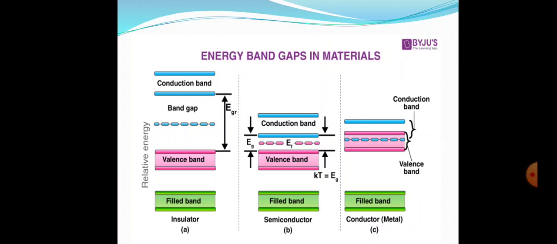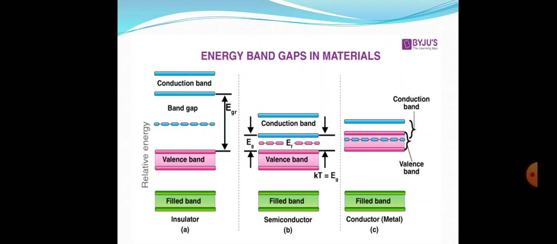But in the case of a semiconductor, the band gap value is in between, that is above the conductor and below the insulator. If we raise the temperature just above room temperature, or even at room temperature, that temperature is sufficient to move the electron from the valence band to the conduction band. So the semiconductor will act as a conductor.